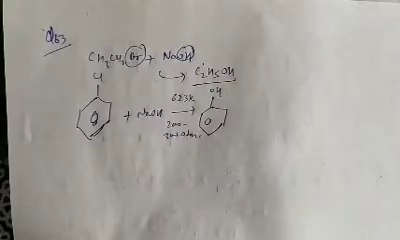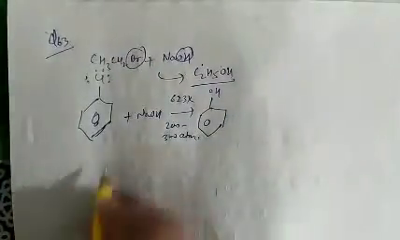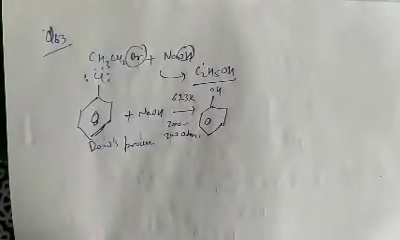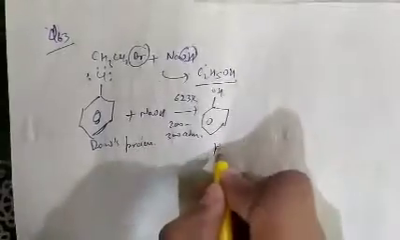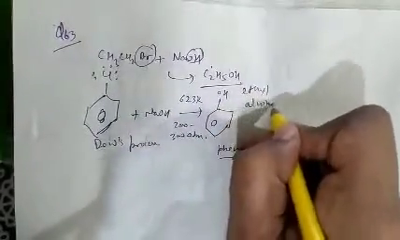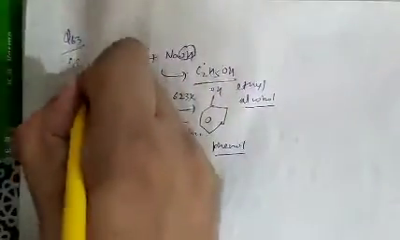High temperature and pressure are required due to partial double bond character between Cl and carbon, and this process is called Dow's process. So question number 63, the products are ethyl alcohol and phenol. So question number 63, option C is correct.